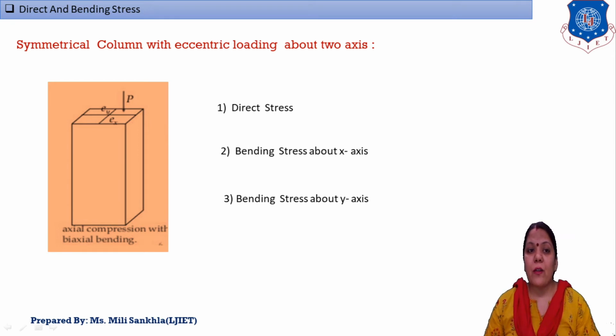Here in the first quadrant load P is applied, and from this the horizontal distance is Ex and this vertical distance is Ey. Here 3 stresses are in use because of this eccentric load. First is direct stress, and since this eccentric load is subjected to 2 eccentricities, 2 bending stresses are induced: bending stress about the x-axis and bending stress about the y-axis. So if 2 eccentricities are given, then 3 stresses are in use.